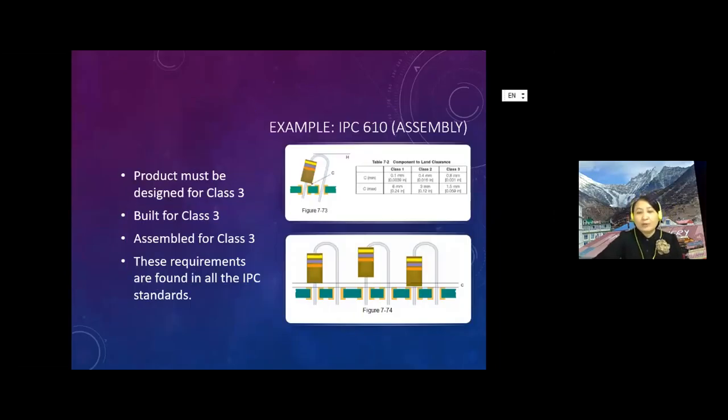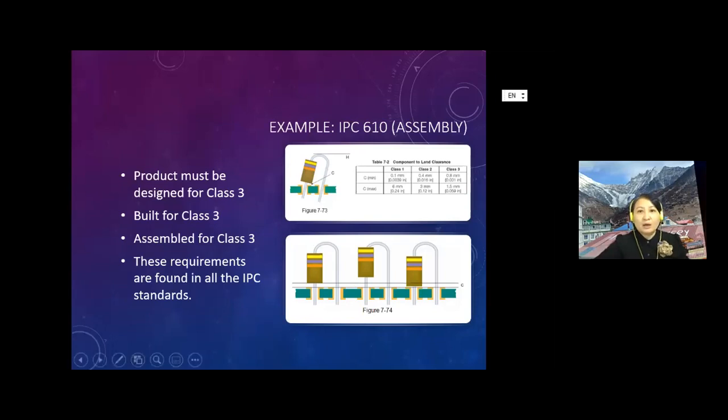Okay, so very quickly, we look at an example. This is a lot easier to understand, to show you differences between the two classes or the three classes, because there's a specific number involved. Normally, 600 and 610 are looking at some numbers and some criteria. So you can see that if you have a product that must be designed for class 3, the assembly portion of it has to also conform to a class 3 requirement. So this is built for class 3, assembled for class 3. And all this requirement can be found in the IPC standards, right?